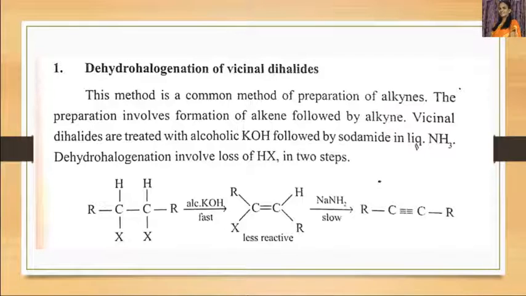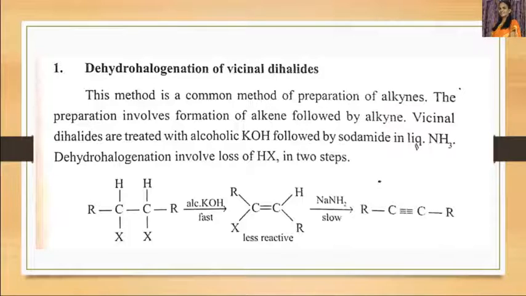So, vicinal dihalides are treated with alcoholic KOH followed by sodamide in liquid ammonia. Sodamide is sodium amide. Then what happens? Dehydrohalogenation takes place, and this involves loss of HX in two steps. H is hydrogen, X is halogen. So dehydrohalogenation in two steps takes place to finally form the alkyne. Initially we get an alkene, then in the next step we get an alkyne. So let's see the dehydrohalogenation reaction with an example.